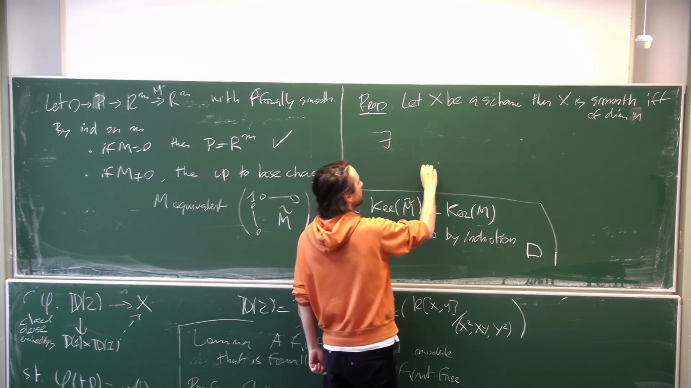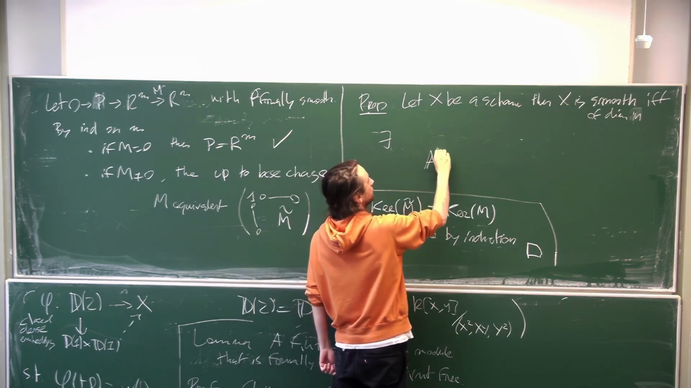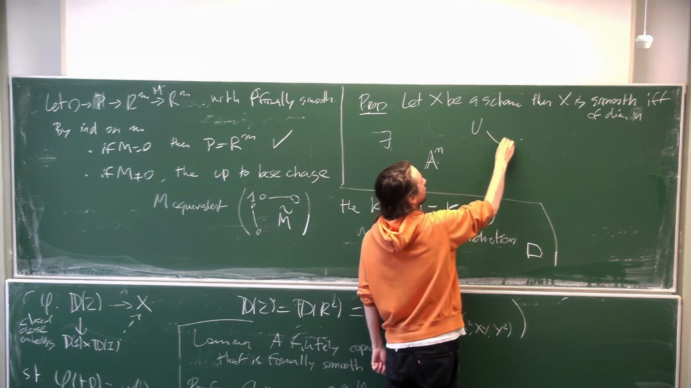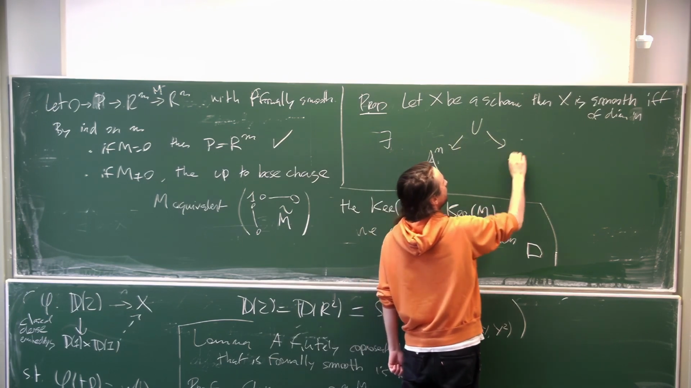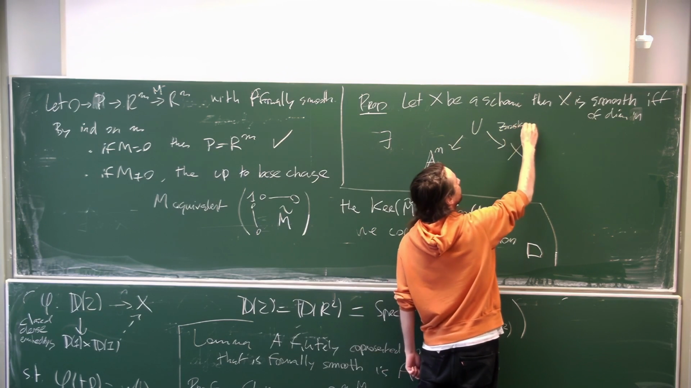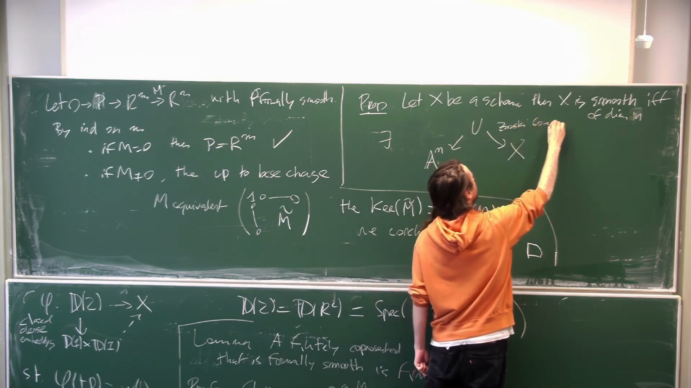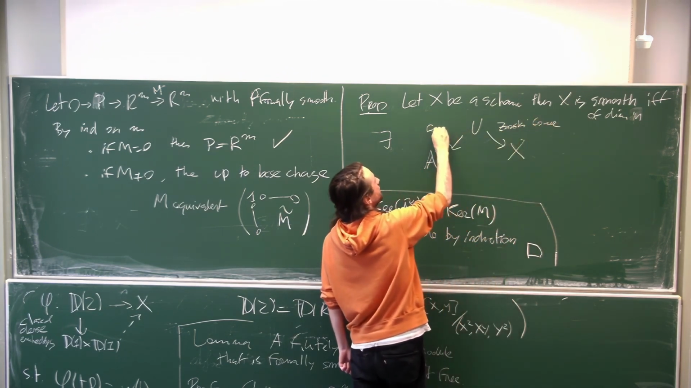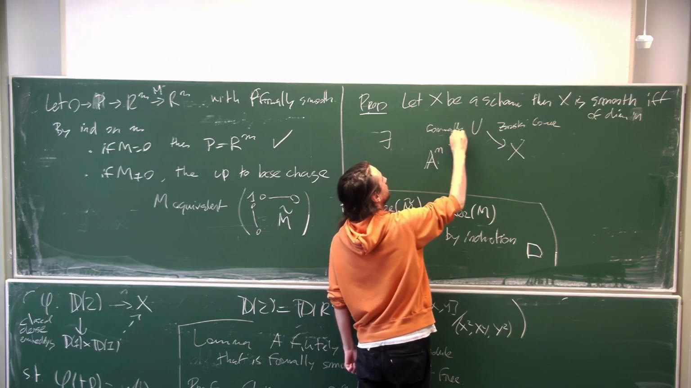And so we have that X is smooth if and only if we have a span of this form, where this is a Zariski cover, and here this is formally étale.